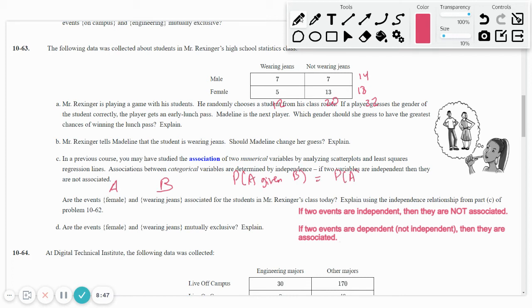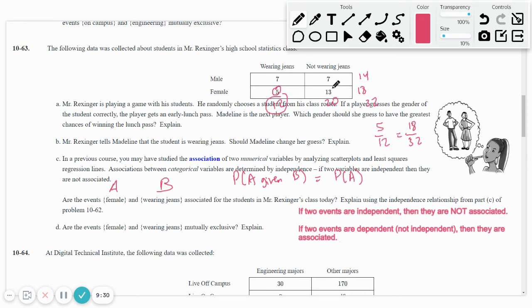So I need to figure out, does the probability of A given B equal the probability of A? To start, the probability of A is the easiest because out of the 32 total students, who are female? That's what the first event is. I have a total of 18 female students in this class. So for the probability of A, that would be 18 over 32. For the other side, it's A given B: the probability that you are a female given that you wear jeans. There are a total of 12 students that wear jeans. Of those 12 students, 5 are female. So my fraction would be 5 over 12.